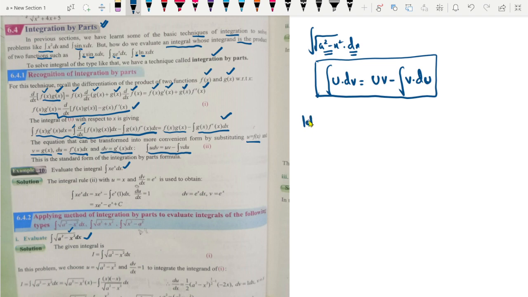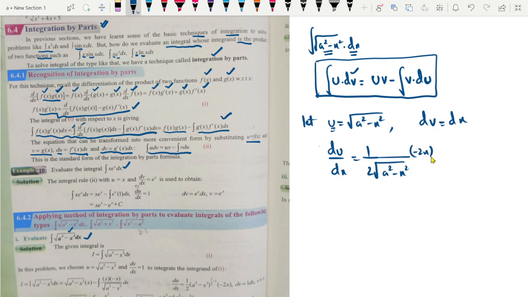Now let u is equal to under root a square minus x square, and dv is equal to dx. Taking the derivative of this with respect to x, du divided by dx is equal to 1 divided by 2 under root a square minus x square, into minus 2 of x. And when you take the integral of dv on both sides, v is equal to x. This 2 is cancelled with this 2.